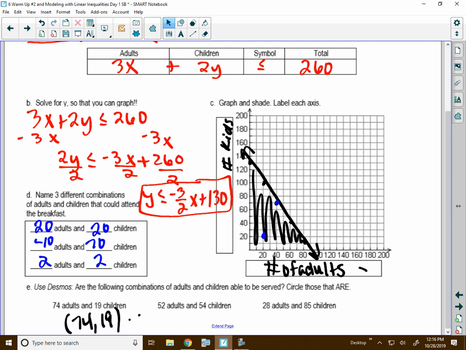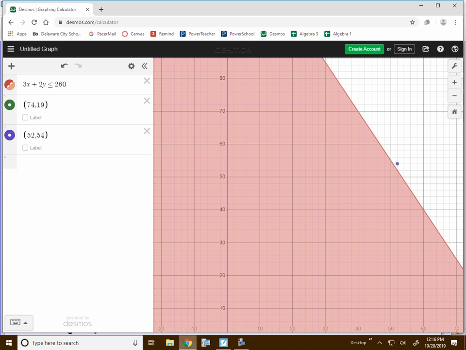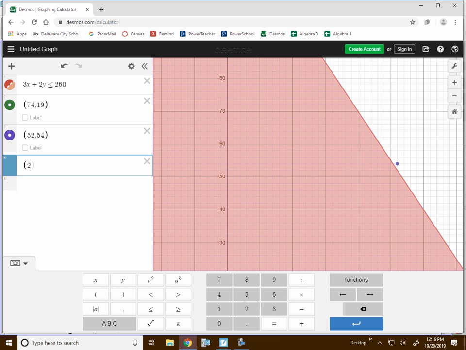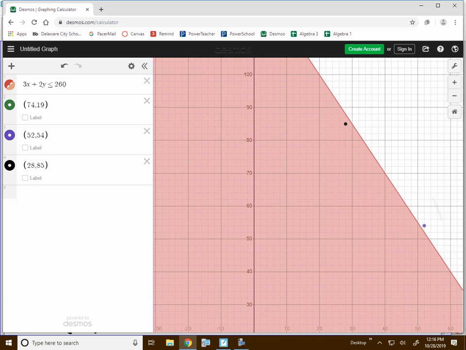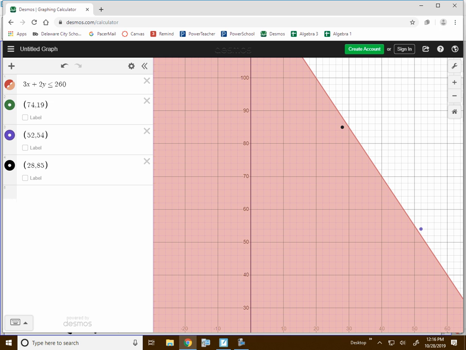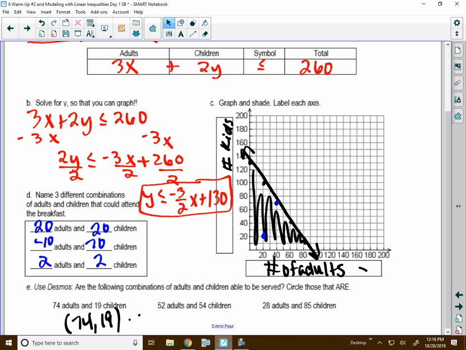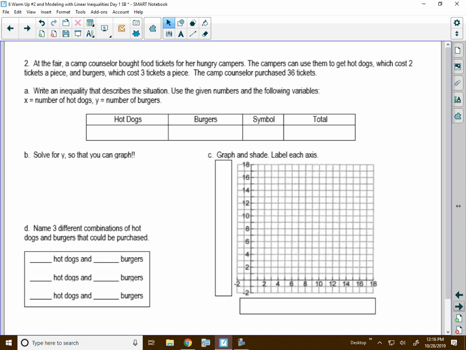And then our last one, 28 and 85. Put that one in. Okay, there's that one right there. That one's going to go. It's in that too. Wow. Questions, issues, concerns?